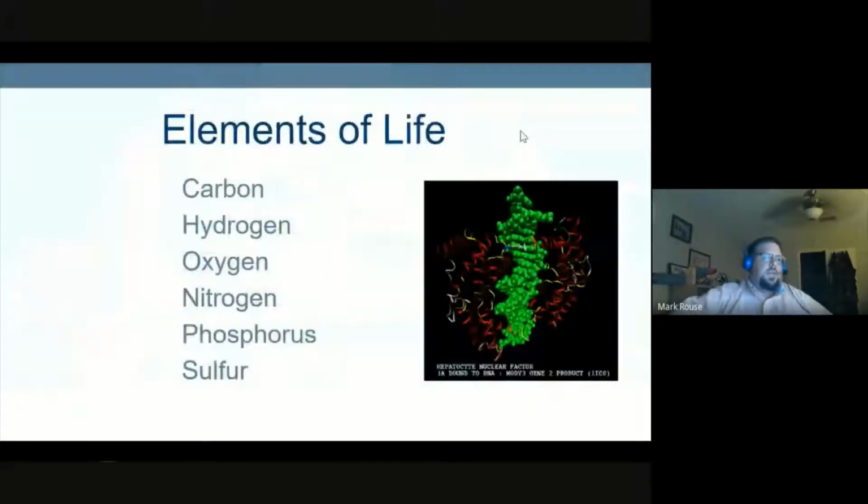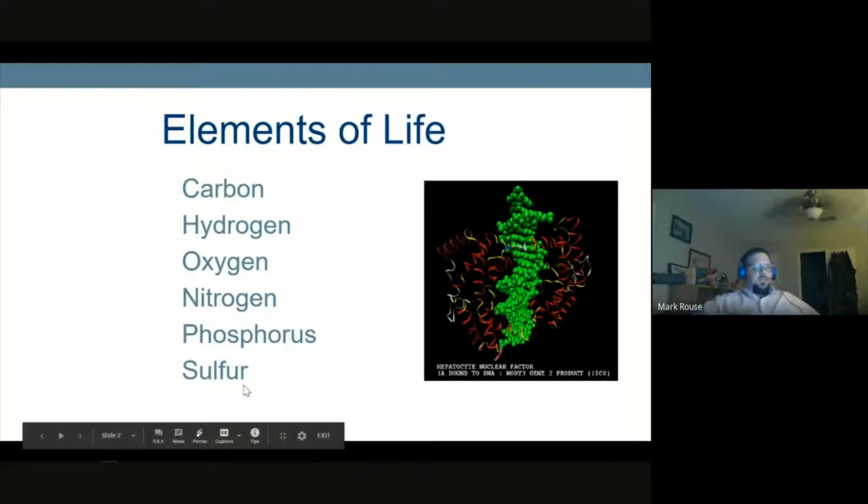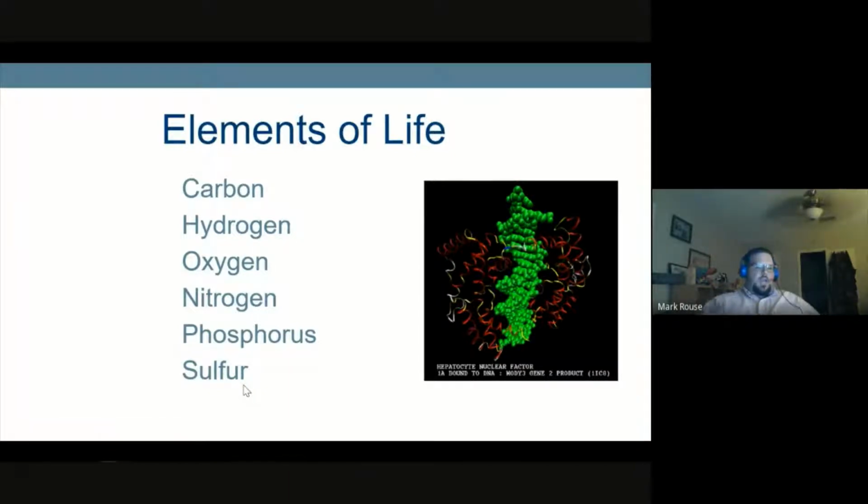And so the first thing we have is the elements of life. And so you'll hear this acronym called CHOMPS. And so it's carbon, hydrogen, oxygen, then nitrogen, phosphorus, sulfur. So carbon, hydrogen, oxygen are the most common because everything is made of those three elements typically. Nitrogen, phosphorus, and sulfur are more towards proteins and your nucleic acids.